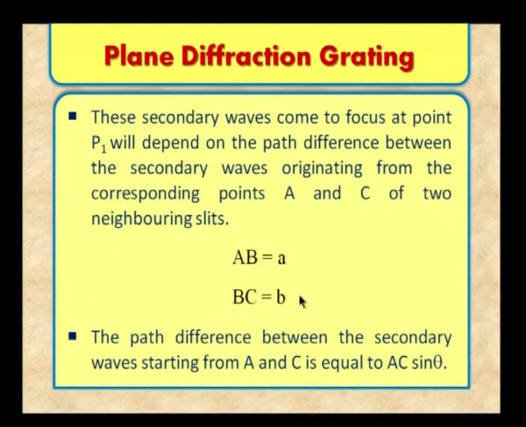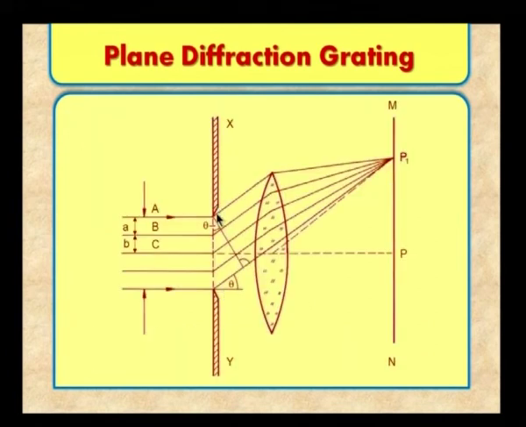Now AB is A and BC is equal to B. The path difference is so much, right. What is the path difference? It is the extra distance travelled by one of the light beams. This light beam travels through a longer distance compared to this one, right. Obviously this is the path difference.